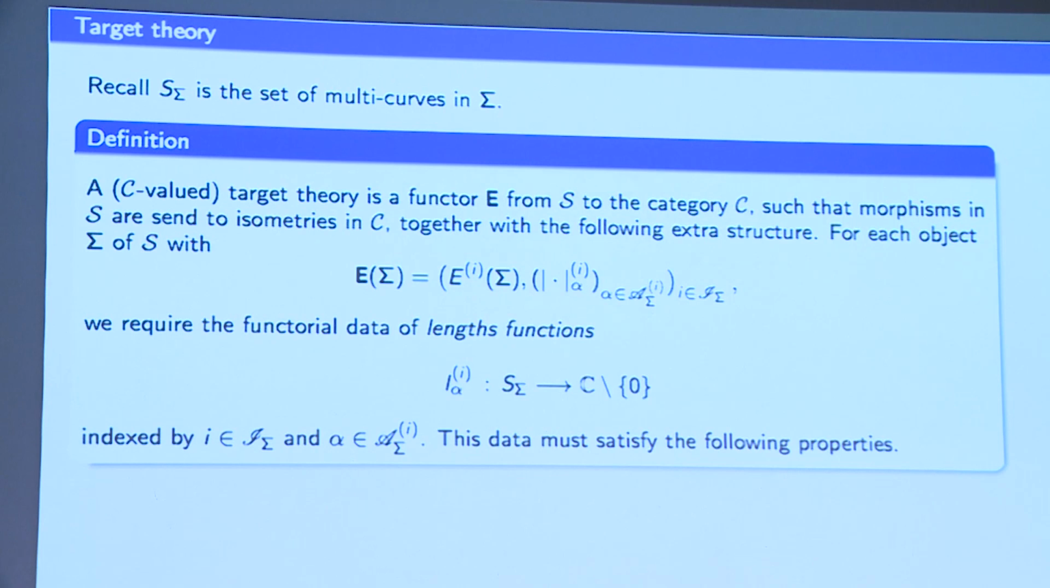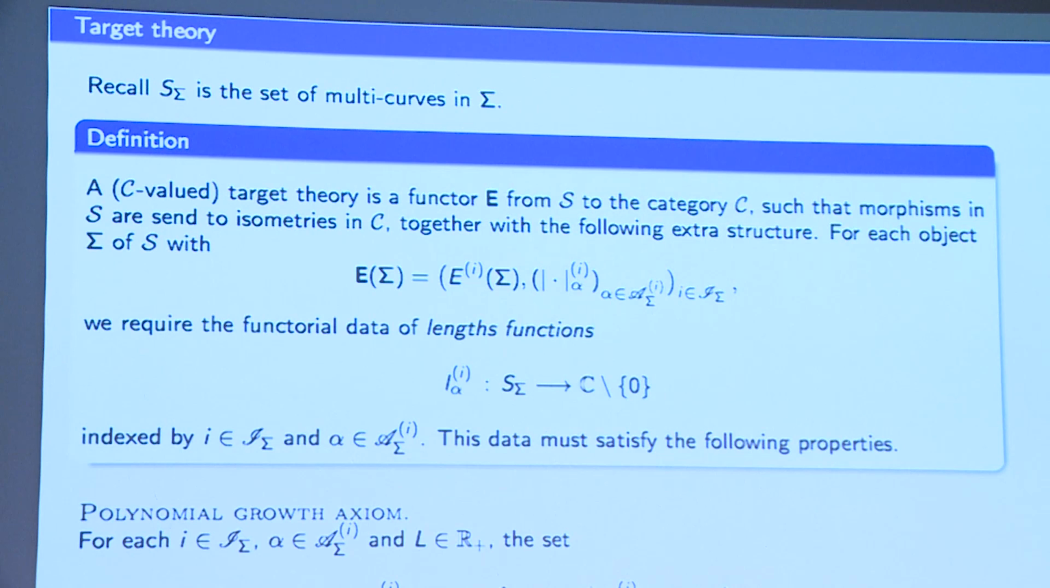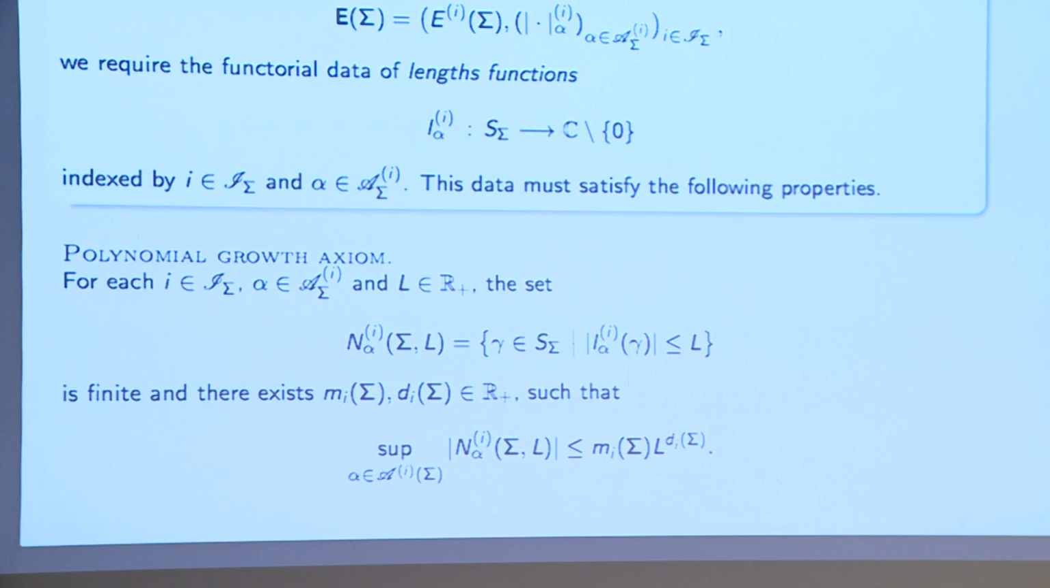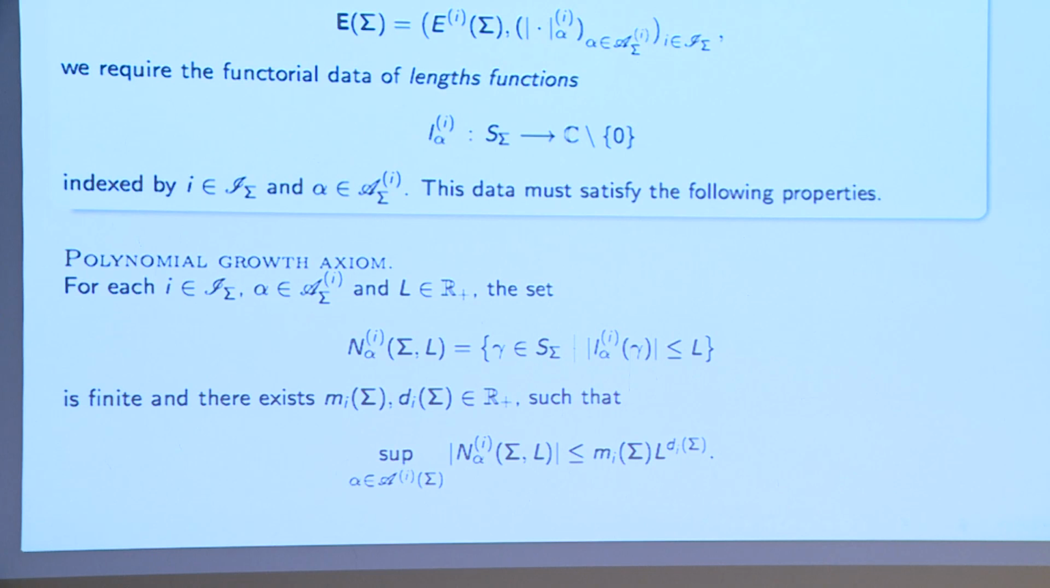Okay. Now, I need that these length functions satisfy three different axioms for this theory to work. And the first one is the polynomial growth axiom. And so what you do is you say, let's take an I, and let's take some seminorm. And I also take a large L, and then I look at all the multicurves that have length less than L for that seminorm.